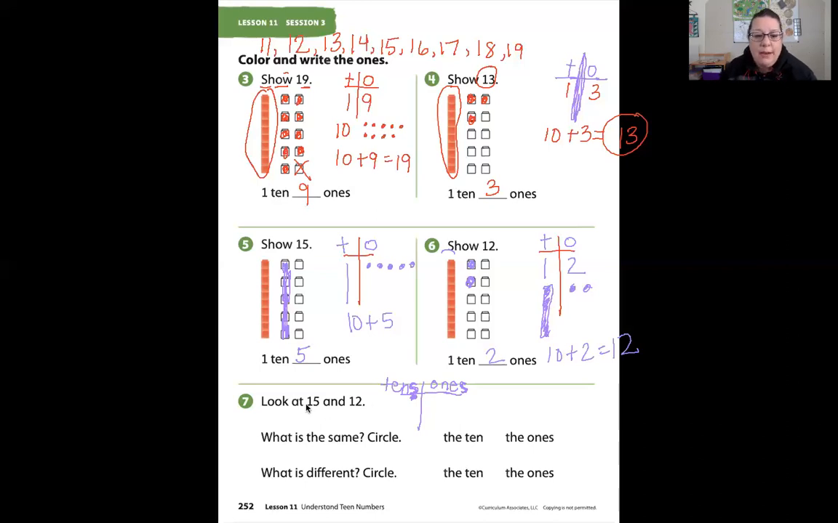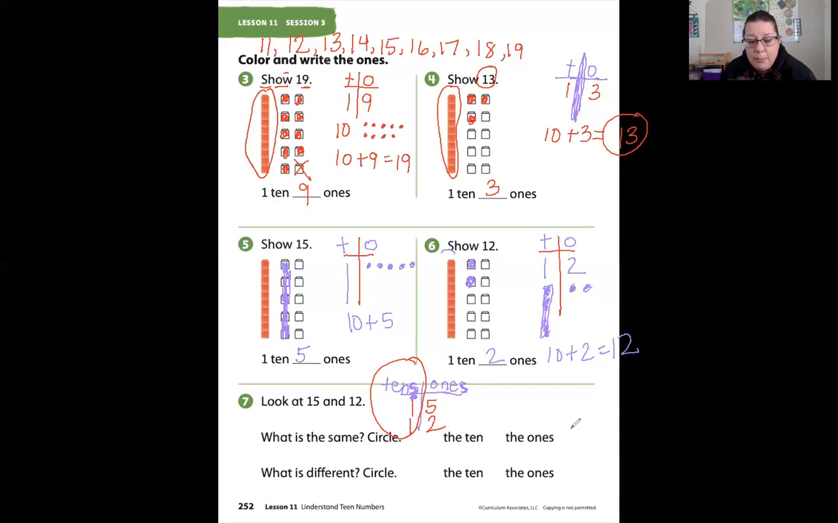Well, let's see. Let's write 15 in our T-graph. 15. Now let's write 12 in our T-graph. 12. What is the same? Is the 1 ten and the 1 ten the same? Or is the 5 ones and the 2 ones the same? Let's circle what is the same. Is the tens the same or is the ones the same?